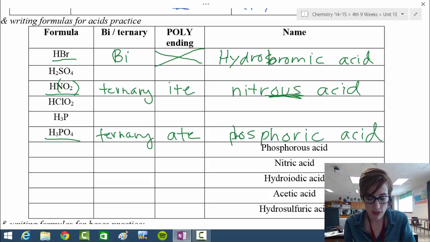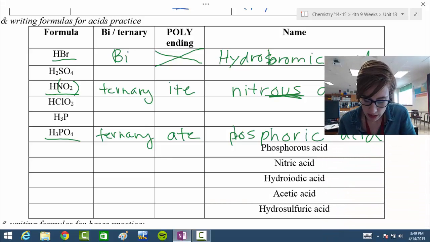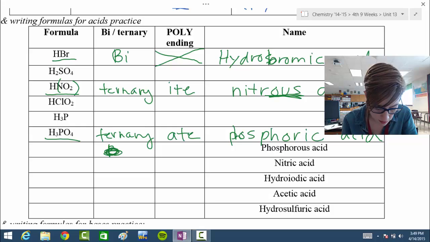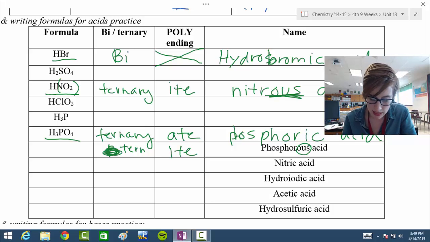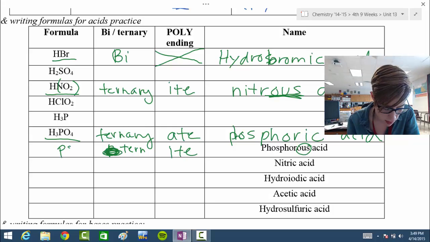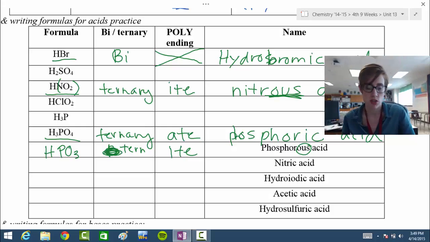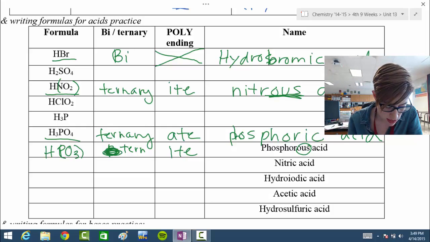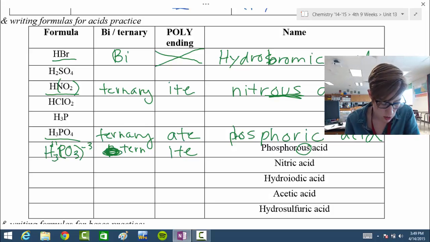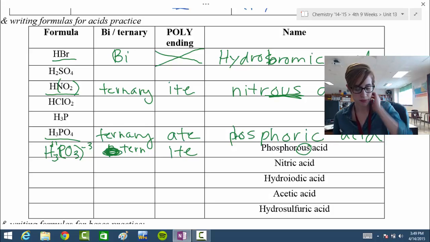Here I'm given names and I have to write the formula. So let's do this first one together. This one doesn't have hydro, which means it's a ternary. This has the ending ous, which means the polyatomic ends in ite. So if it's a polyatomic and it ends in ite, it's going to be PO3. And it's an acid, which means it has to be with H. So now I just have to even out charges. PO3's charge is a -3. H's charge is a +1. So to even them out, I need 3 H's. So H3PO3 is my formula.